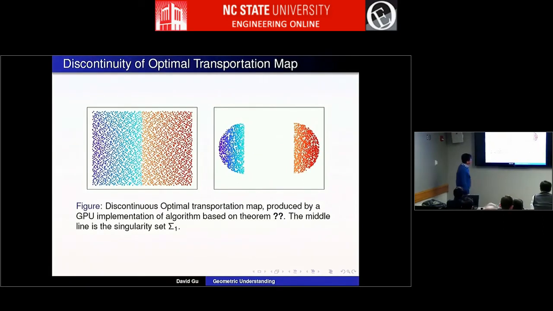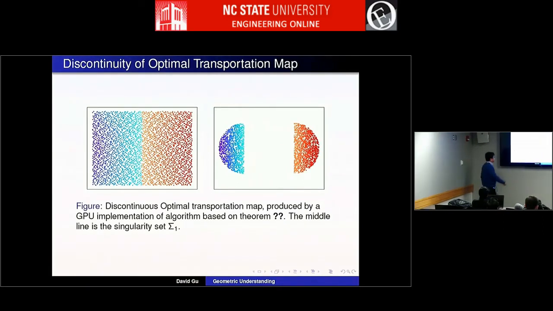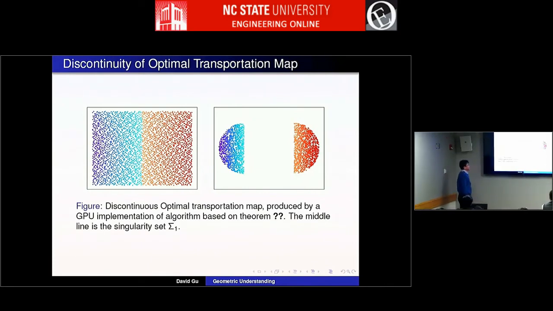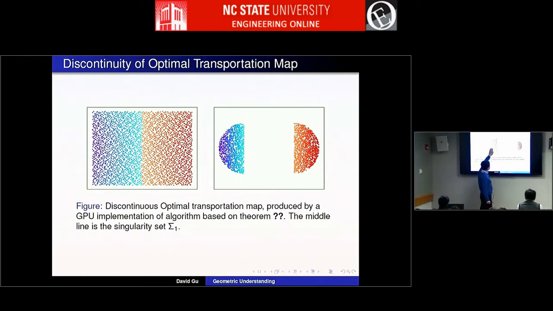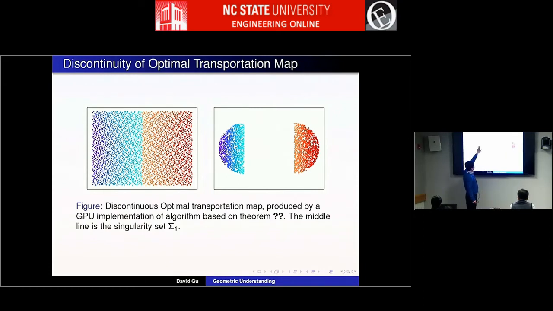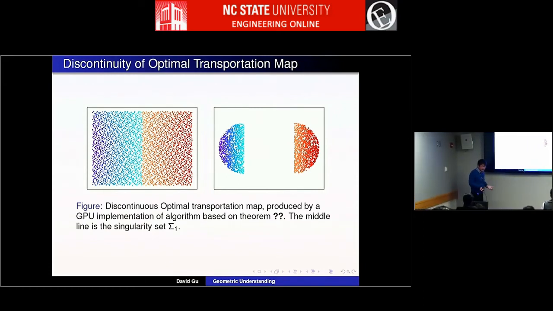So for the simple case, suppose the source is a regular rectangle. We have uniform distribution there, but the target has two connected components. Then we see that we map this part to there, and this part to there. So in the middle, there's a line. Along the line, the mapping is discontinuous.